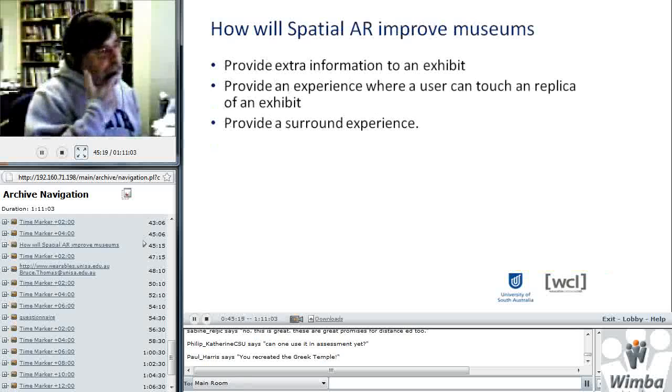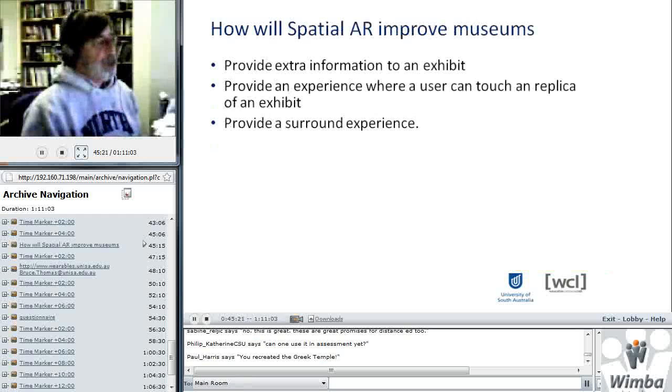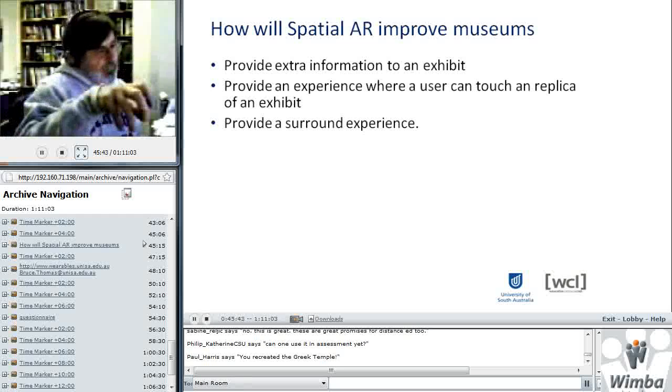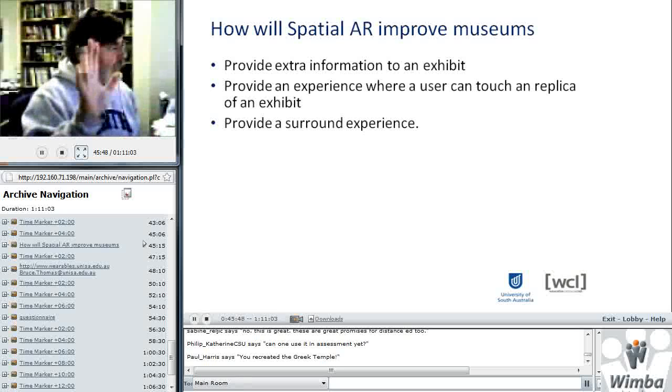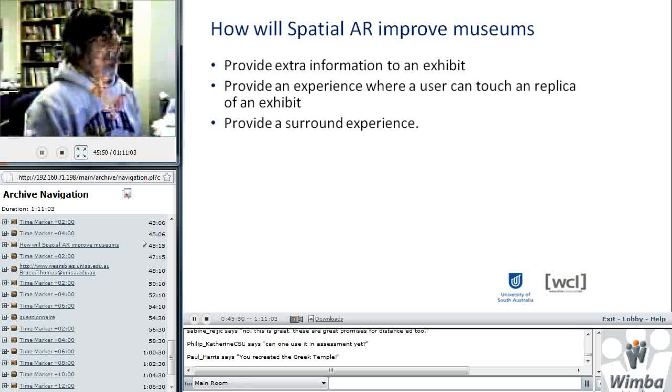So spatial AR, although I do work in all three of the displays and technologies, spatial AR, I think, holds a lot of promise for museums and large public installations, because you can provide extra information to an exhibit. Although you might not want to project directly on the exhibit itself, you can provide this extra information in situ right next to it and point to things. You can draw lines on the floor and on the walls and things of this nature.